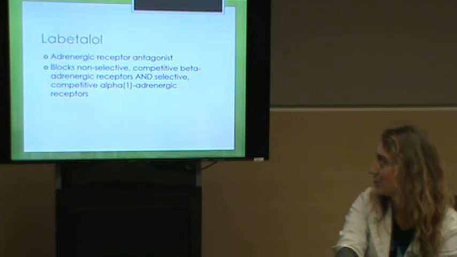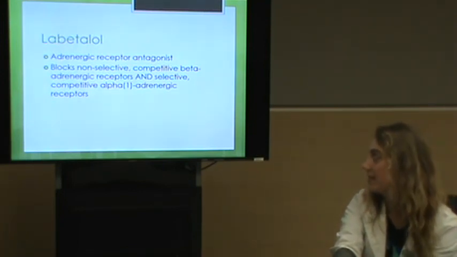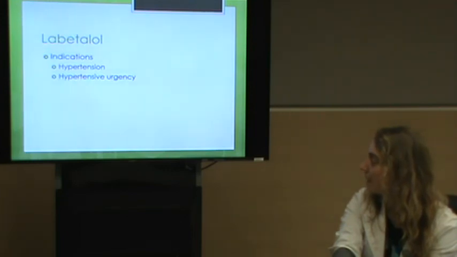Then we have labetalol, which is an adrenergic receptor antagonist. It blocks non-selective competitive beta-adrenergic receptors and is a selective competitive alpha-adrenergic blocker. It can be used for hypertension as well as hypertensive urgency.